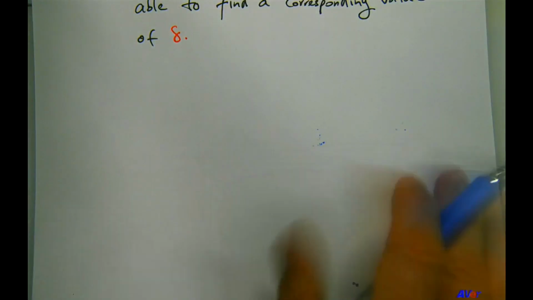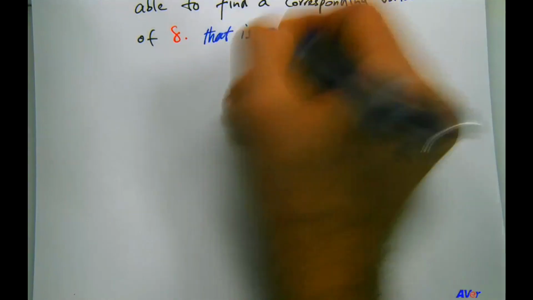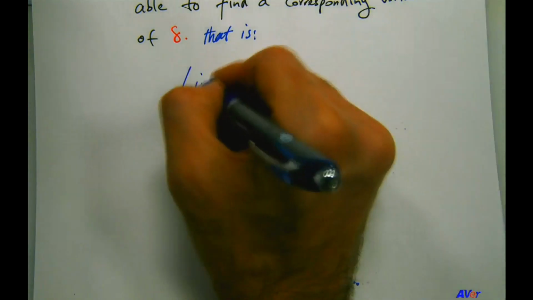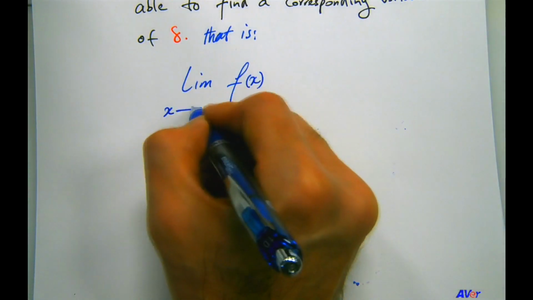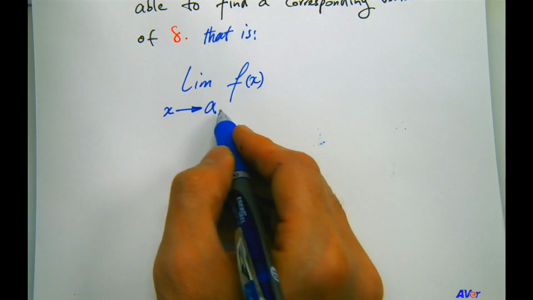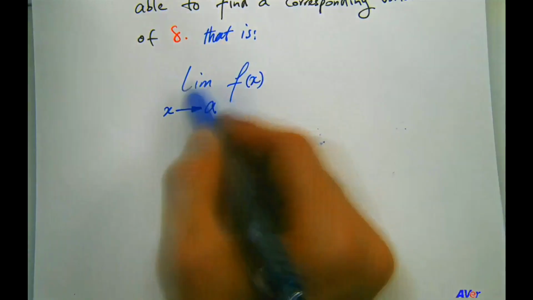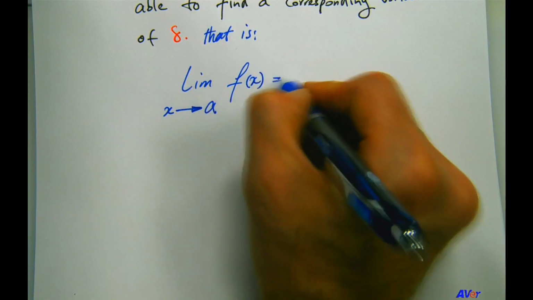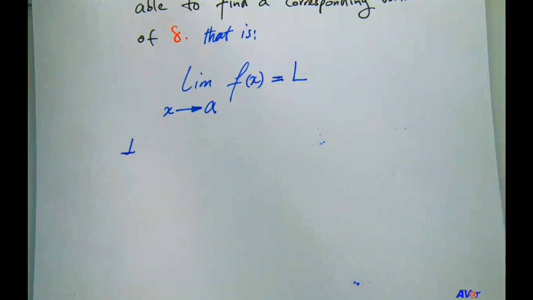So we say thus, or that is, the limit of a function as x approaches any value a, right? We were using x approaching 0 as an example. But the limit of a function as x approaches some value a is equal to L if, right? If, this is the important part.